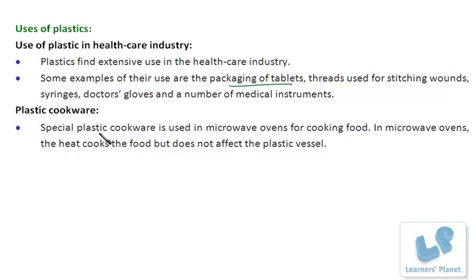Plastic cookware. Special plastic cookware is used in microwave ovens for cooking food. And that special plastic cookware is made up of what? PET, polyethylene terephthalate, as it is a poor conductor of heat. In microwave ovens, the heat cooks the food but does not affect the plastic vessel, which is a special type of plastic, that is PET. It is polyethylene terephthalate.